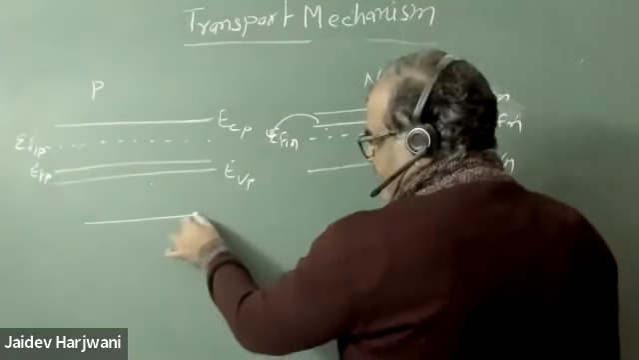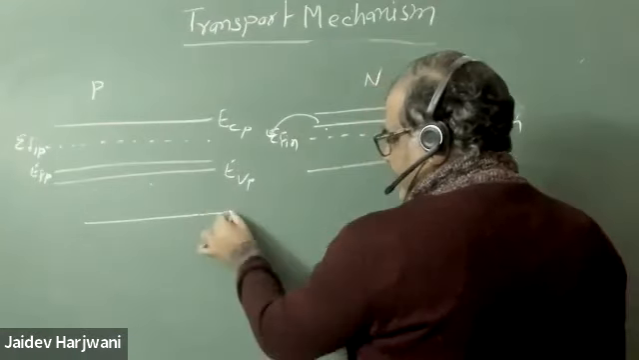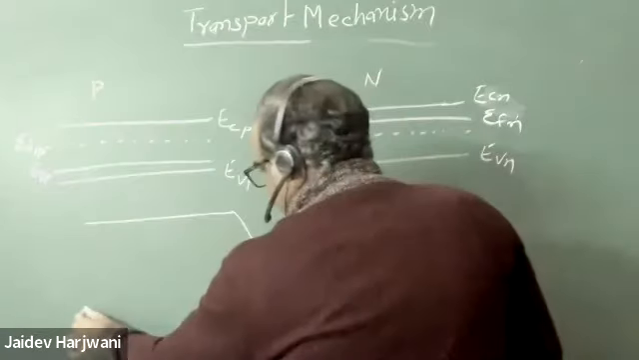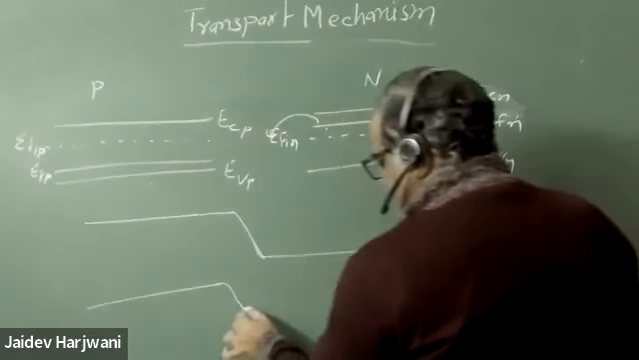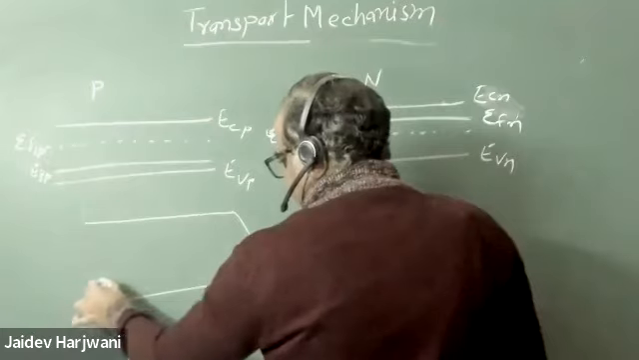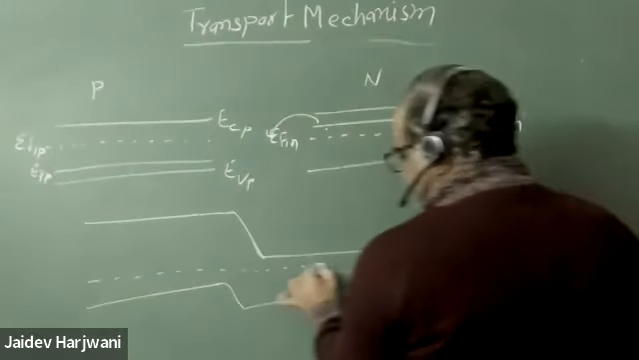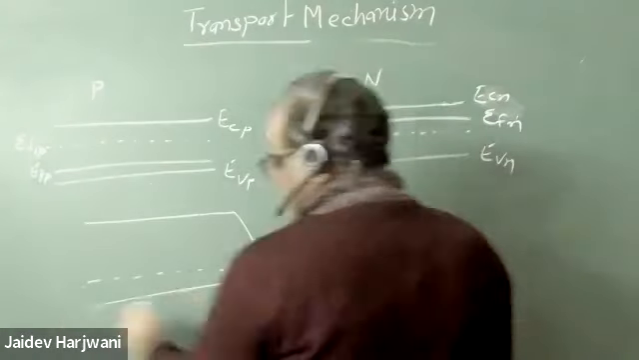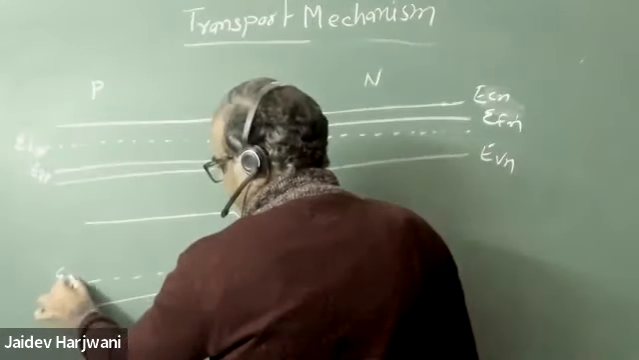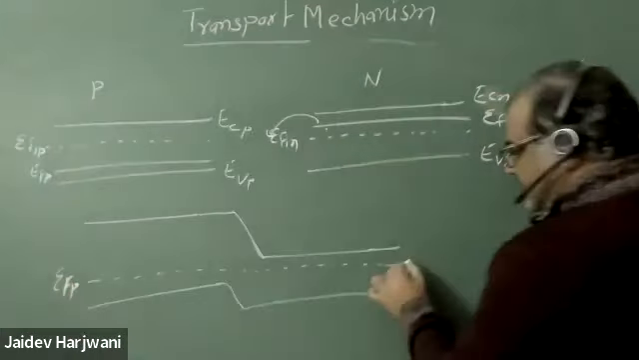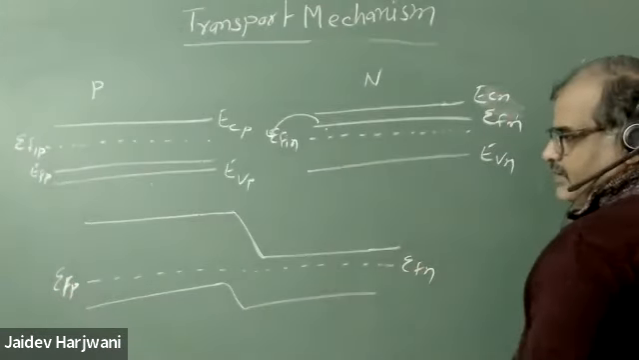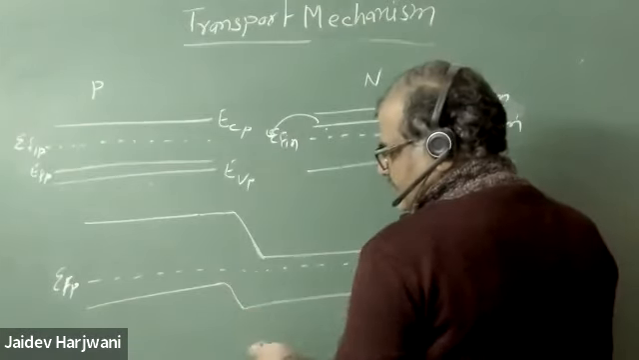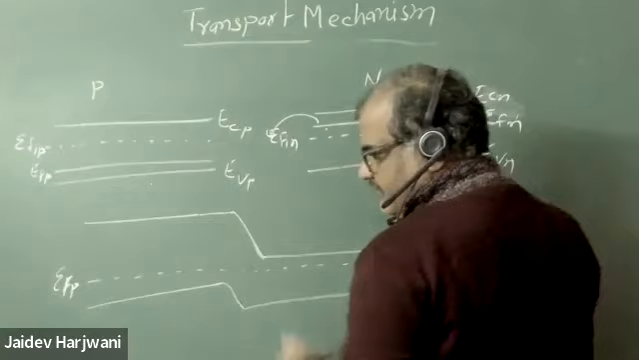At the equilibrium at the contact, now I am drawing the band diagram of the contact. At the contact, what will happen? At the contact, there should be only one Fermi level. When they become joined, there is no further movement of charge carriers. So their EFP should be equal to EFN. And because of the movement of charge, a potential is developed.